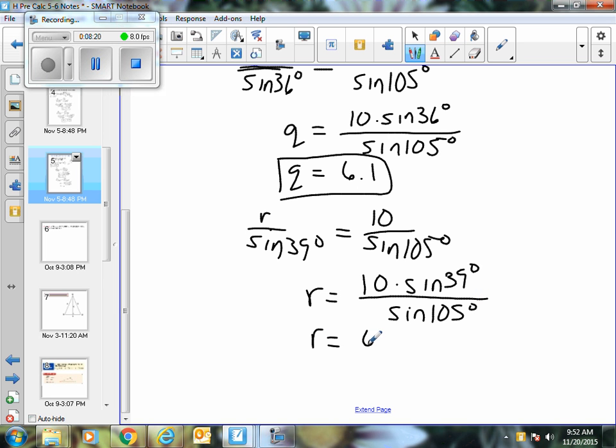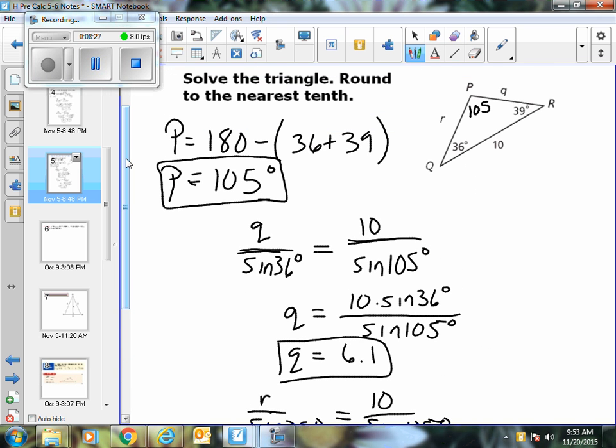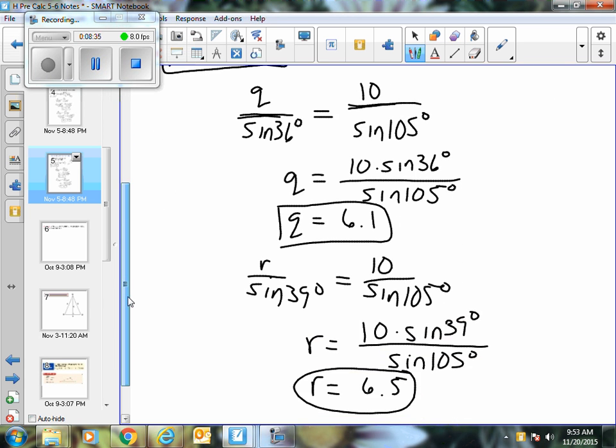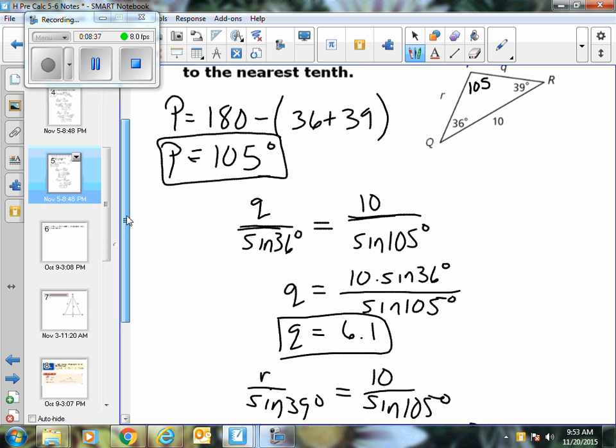I got 6.5. Okay, so let's do our reasonable meter here. So we said that both of these should be less than 10 because 10 was across from the biggest angle. 6.1 is the smallest side. Yep, across from the smallest angle. And they're pretty close together, right? 6.1, 6.5. Well, look at the angles. Pretty close together, right? 36 and 39.